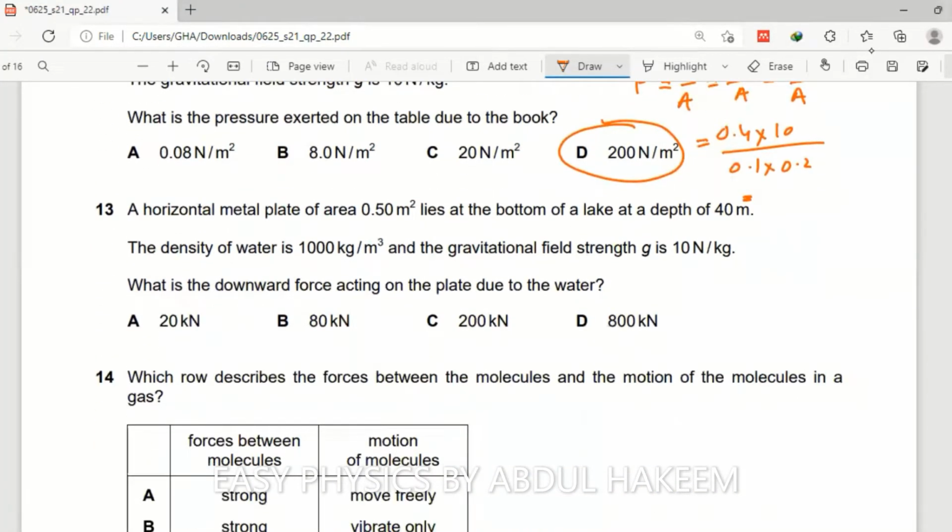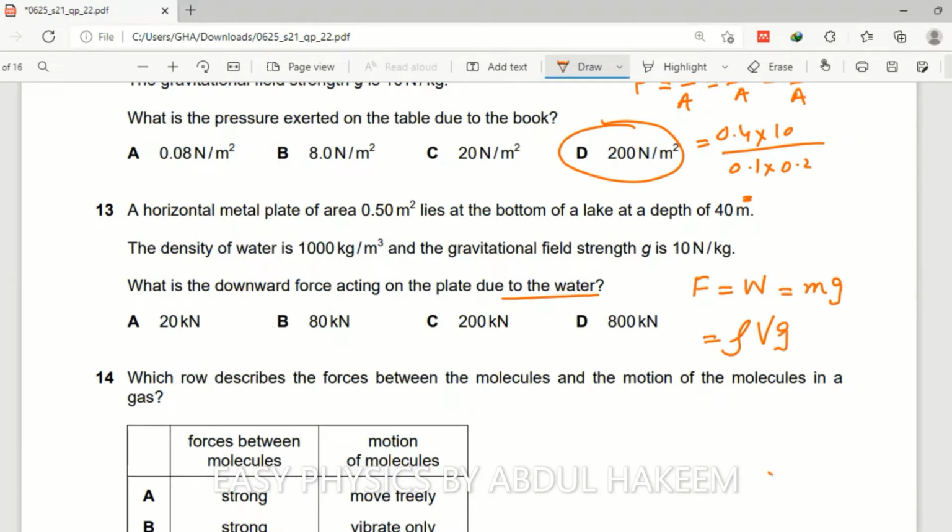Next, question number 13. The horizontal metal plate of area 0.5 meter square lies on the bottom of the lake at a depth of 40 meter. The density of the water is 1000 and the gravitational field strength is 10. What is the downward force acting on the plate due to the water? So the force is due to the weight of the water. And weight is equal to mg. And m is equal to density multiplied by volume, into g.